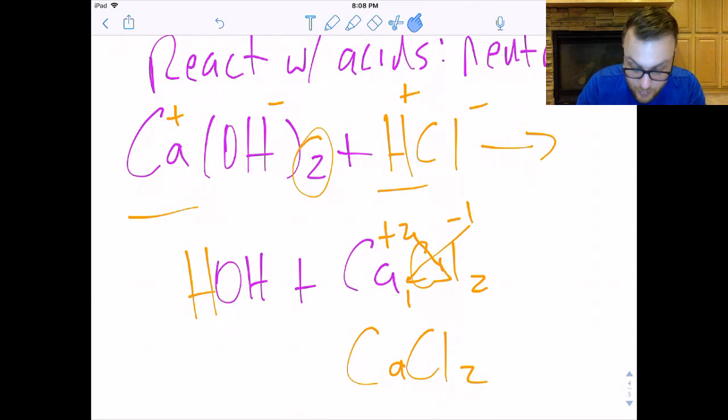So, yeah. So you can find bases on Table L.